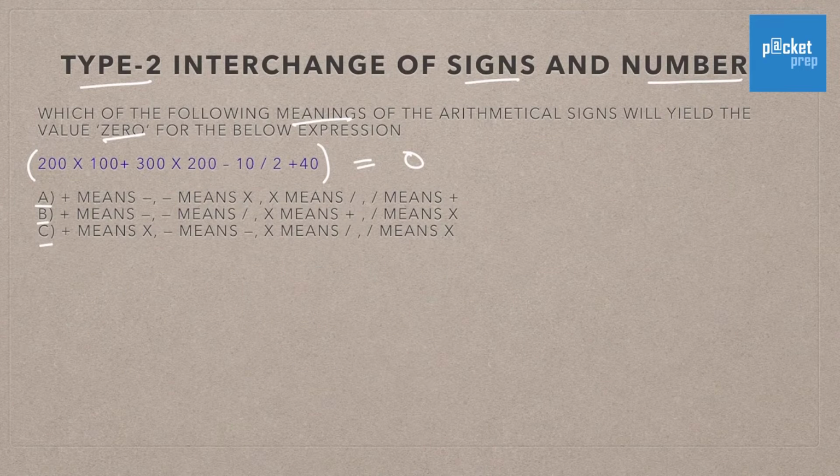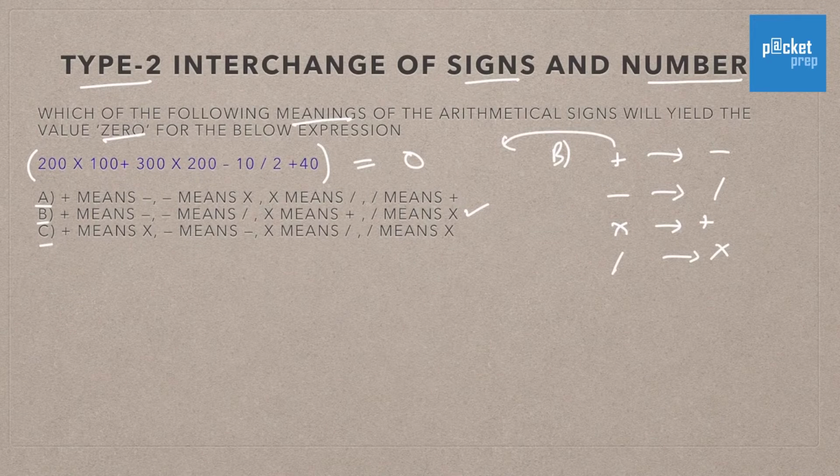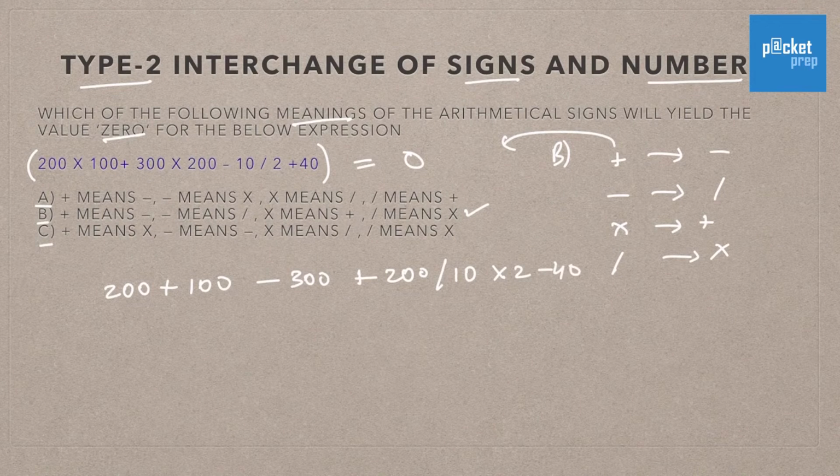Now let's try for option B. According to option B, plus means minus, minus means division, multiplication means plus, and division means multiplication. Let's substitute this in the given expression. 200 plus 100 minus 300 plus 200 divided by 10 into 2 minus 40. Correct? Now let's solve this.